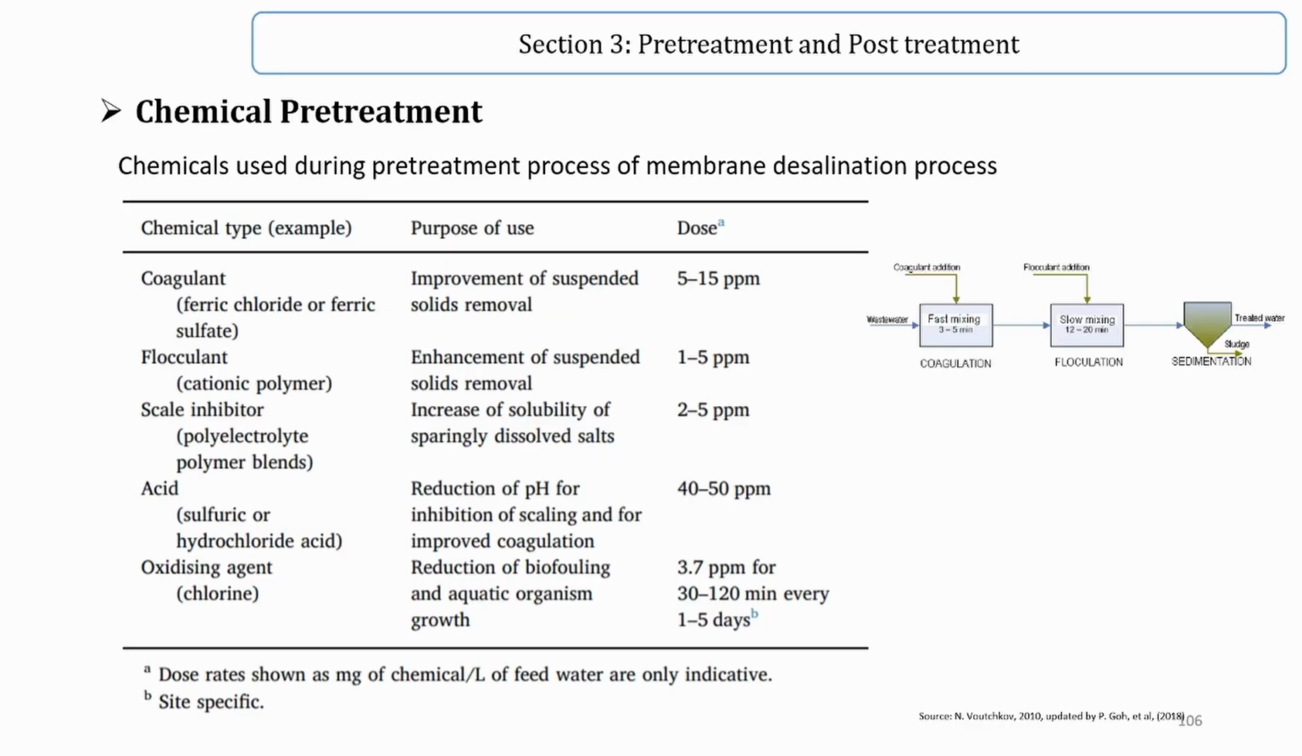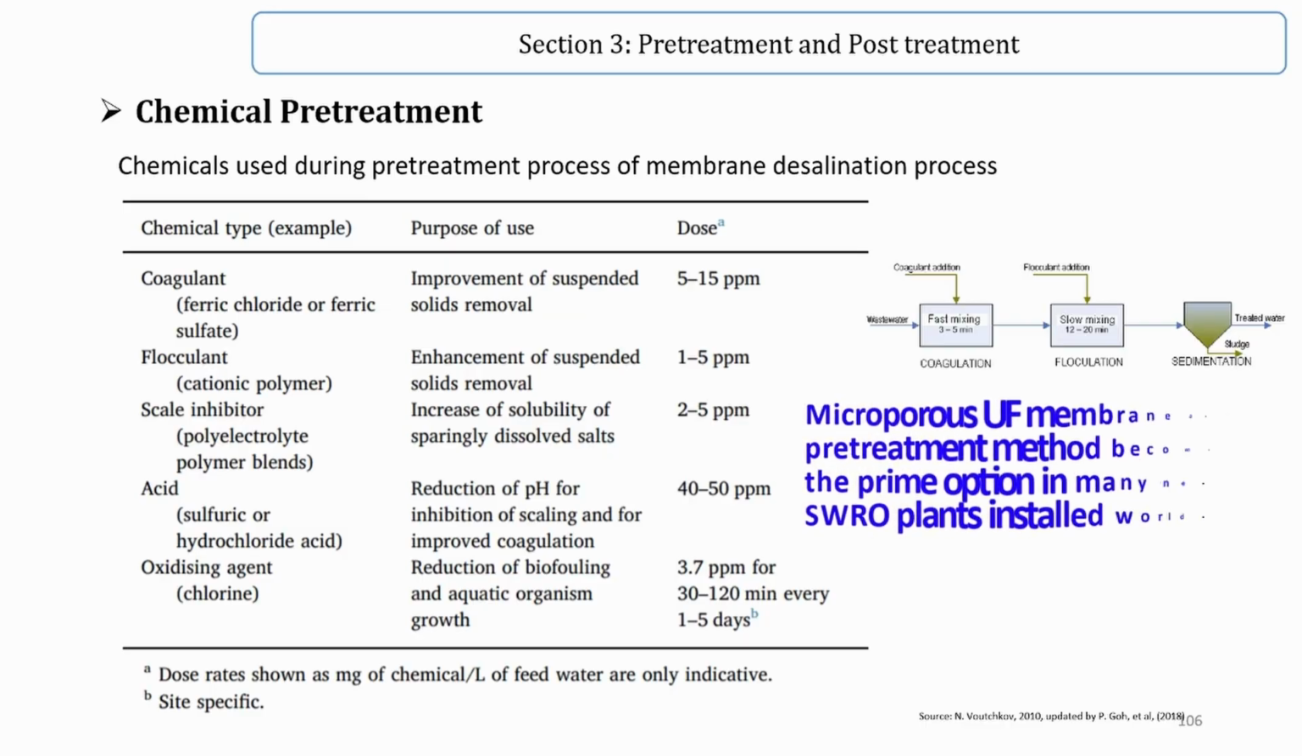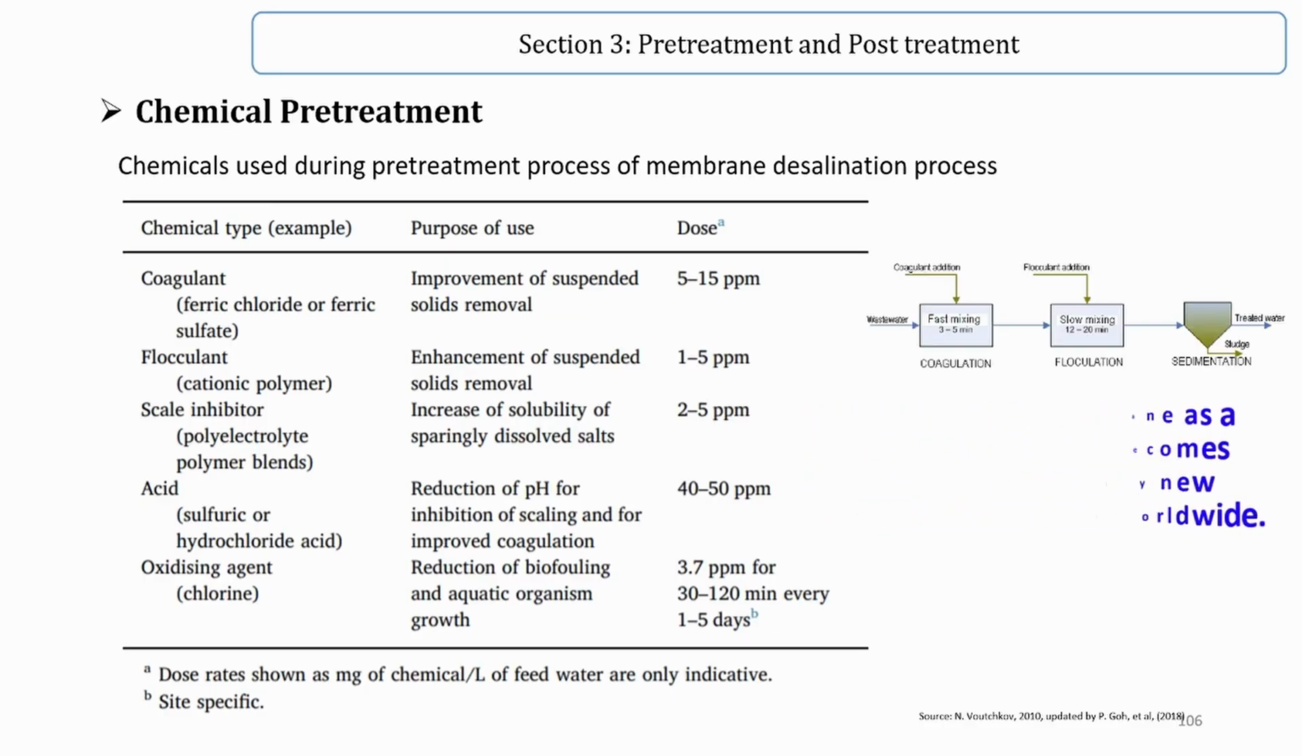Thus, in order to address these issues, microporous ultrafiltration membrane as a pretreatment method becomes the prime option in many new seawater reverse osmosis plants installed worldwide. Of course, it has to be noted that although ultrafiltration membrane is very effective in removing particles, colloids, dissolved organics, and microorganisms, the presence of a high concentration of dissolved organics in the water source can easily cause fouling due to surface adsorption.